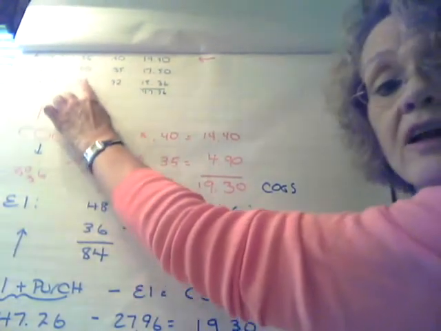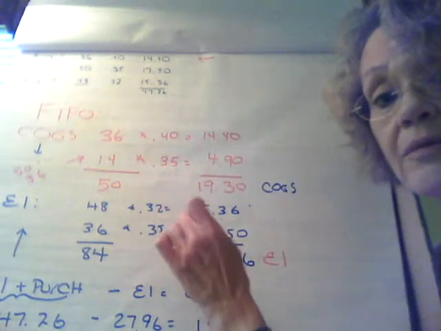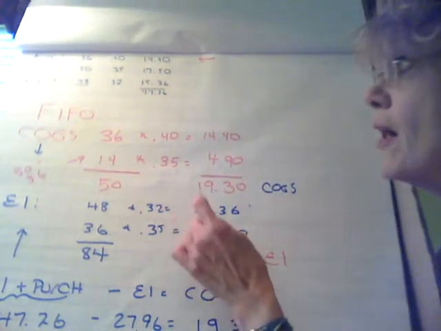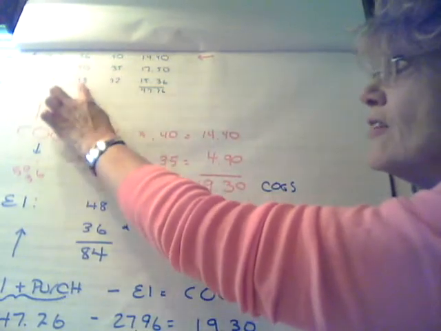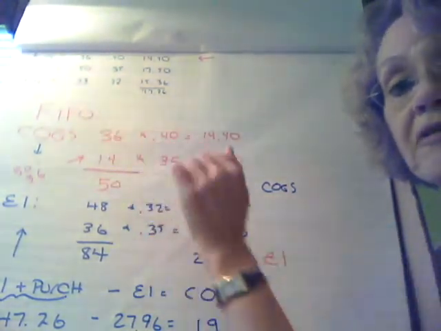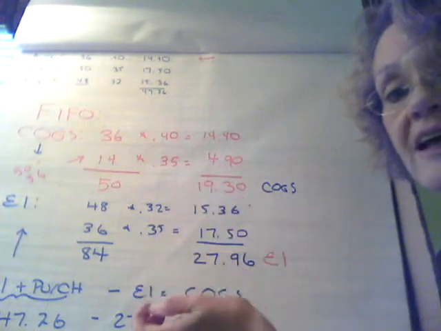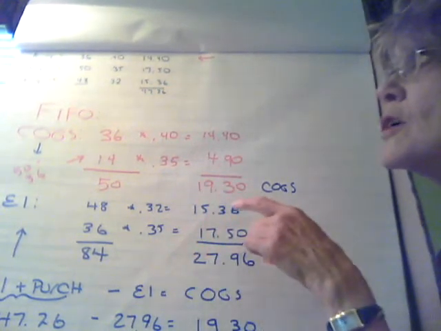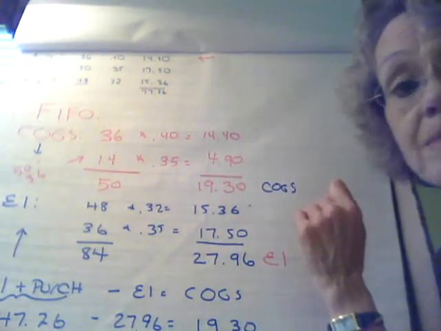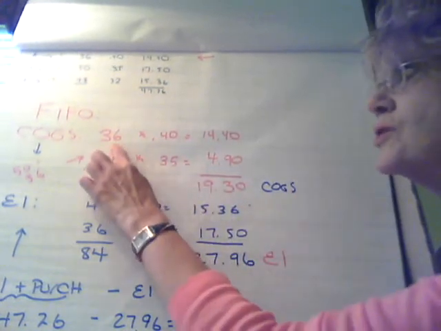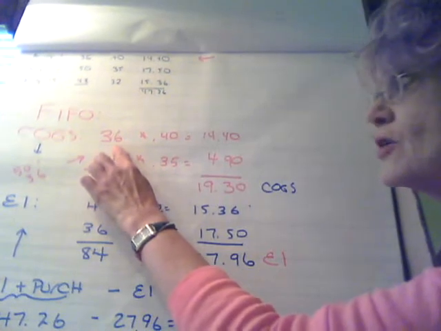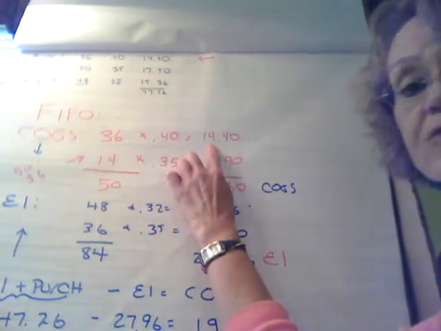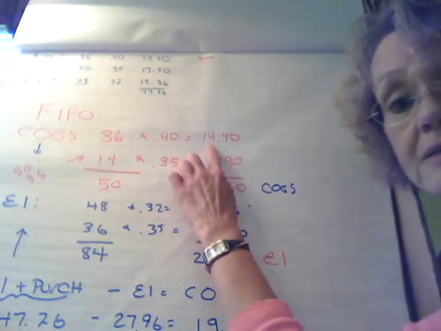Remember my little chart, you still have the same problem if you wrote it down. We had 36 at 40, 50 at 35, and 48 at 32. From a FIFO standpoint, the first ones that we purchased, which was that layer at 40 cents a piece, we sold all 36. Because remember, we need to find 50. 36 at 40 cents is $14.40. Okay, that's part of it.